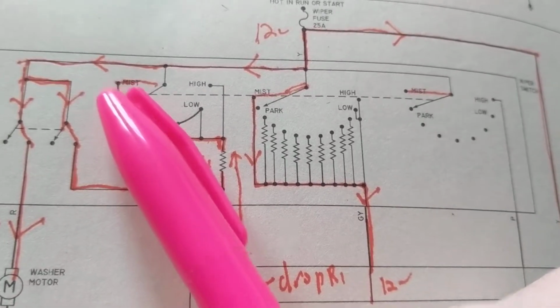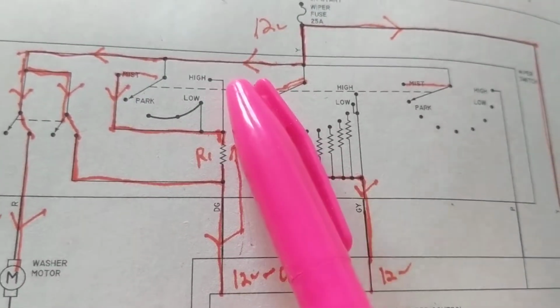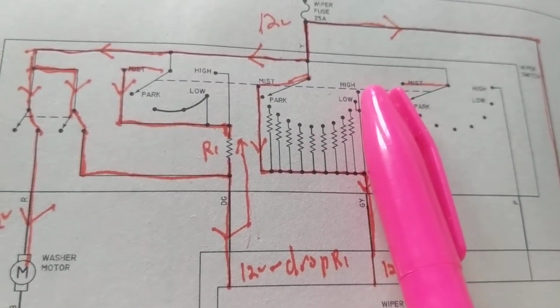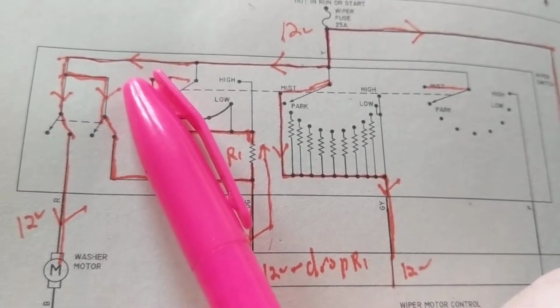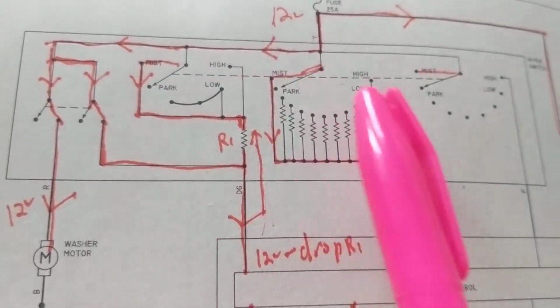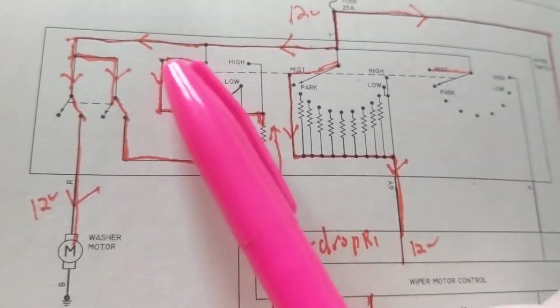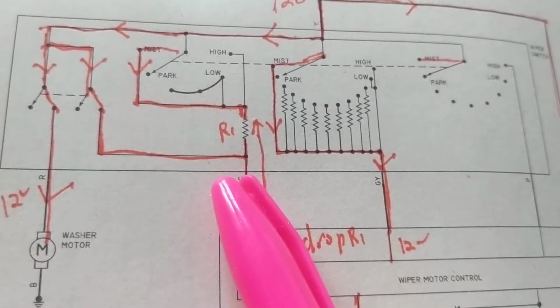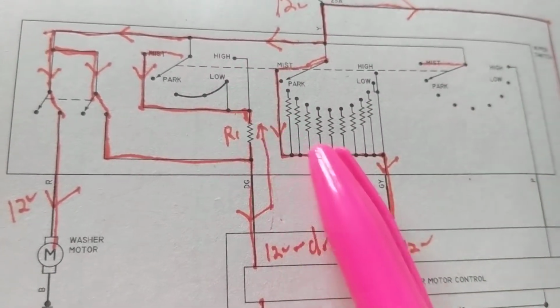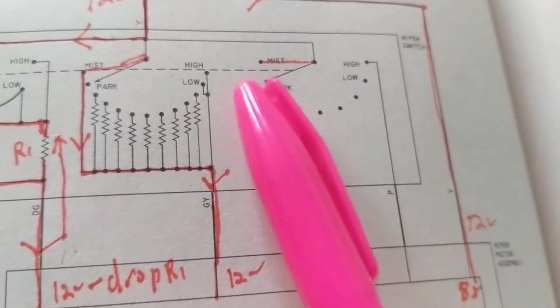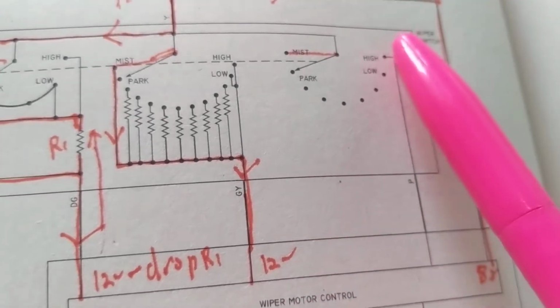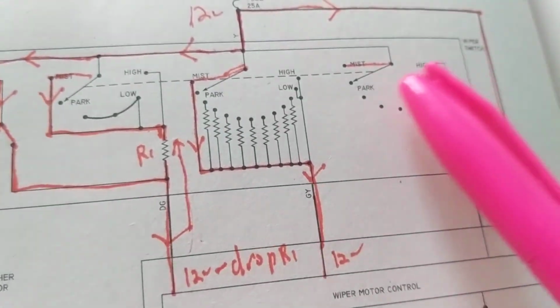That means whatever I move this position, this switch, I move this at the same time, I move this at the same time. So if this is in mist position, this is in mist position, this is in mist position. However, there's a difference. In mist position, I have a connection. In mist position, I have a connection. Over here, you see, nothing connected except high. When I put this switch in high.